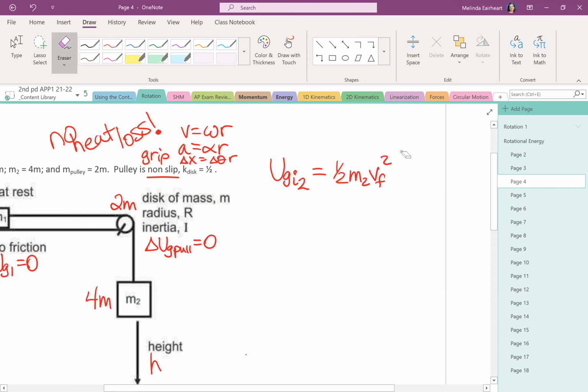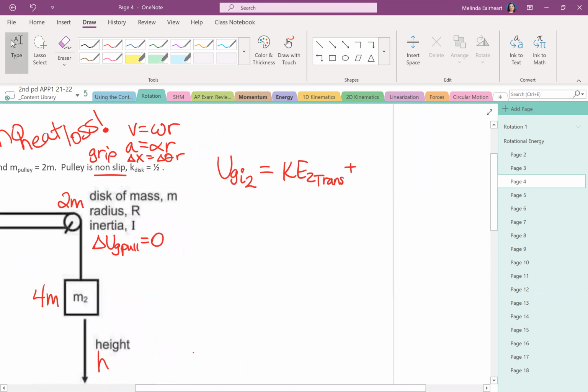Oh, hold on. I'm mixing up. Let's keep big ones. So KE2 translational. Isn't block 1 going to slide to the right? Linear motion, translational.